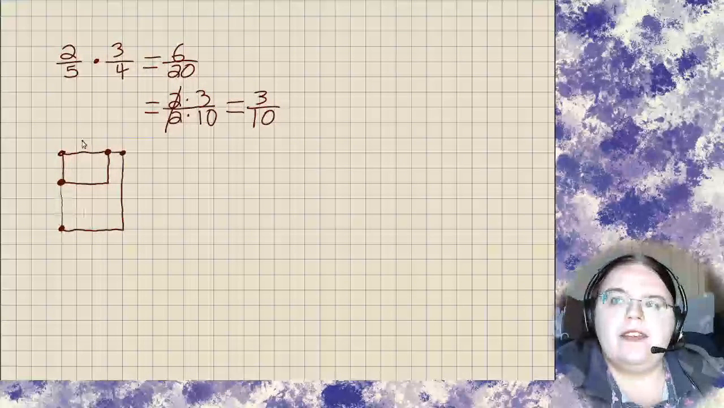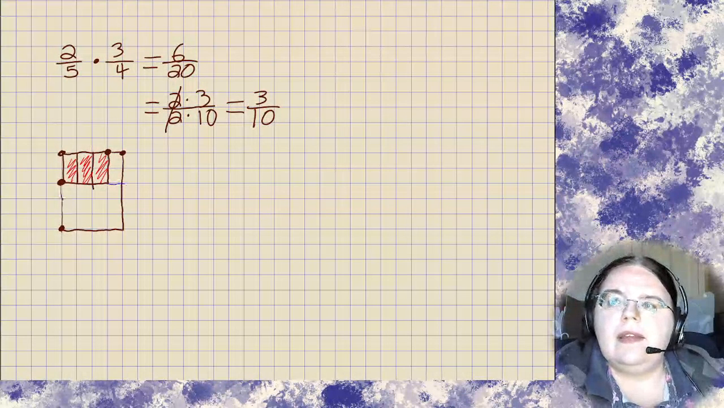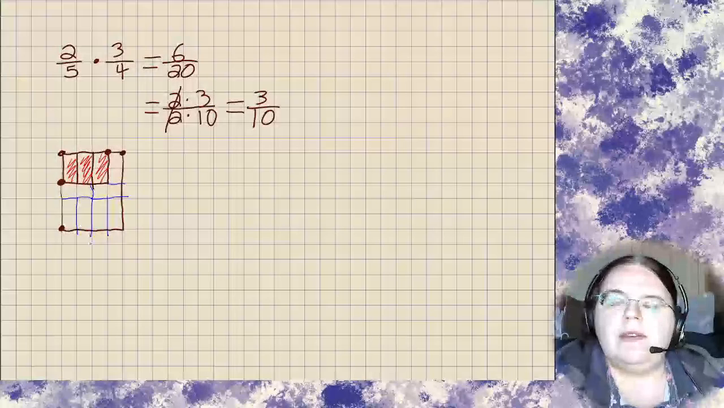You can also see this on the sketch. So instead of 20ths, if we mark off in tenths, and the part we're interested in is right here, well, there's 3 of them, and there are 10 in all.